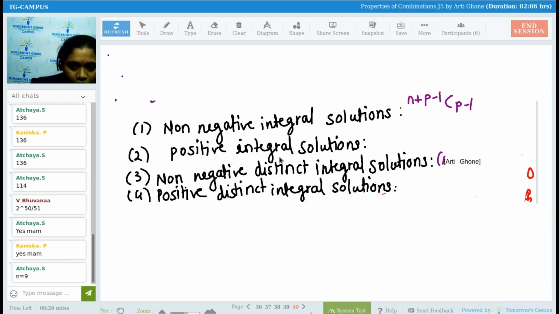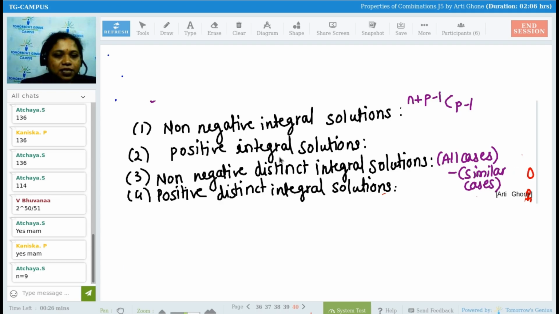What is a distinct case? All cases minus similar cases. That you know, that we have done. X equal to y cases are subtracted, y equal to z cases are subtracted, x equal to z cases are subtracted, and the cases where x, y, z are all equal are also subtracted. Clear? So we are doing all cases minus similar cases.